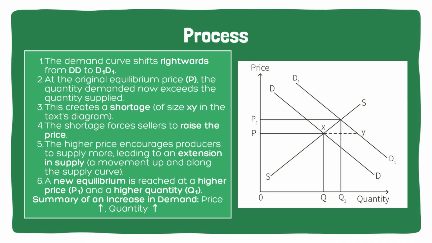At the original equilibrium price, the quantity demanded exceeds the quantity supplied, creating a shortage. This shortage pushes sellers to raise prices. The higher price encourages producers to supply more, leading to an extension in supply. Eventually, a new equilibrium is reached at a higher price and a higher quantity. In short, when demand increases, both price and quantity increase.